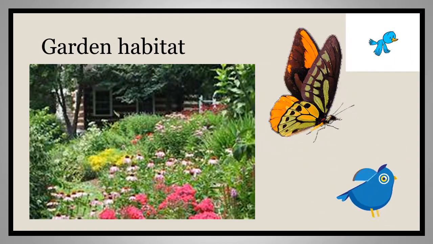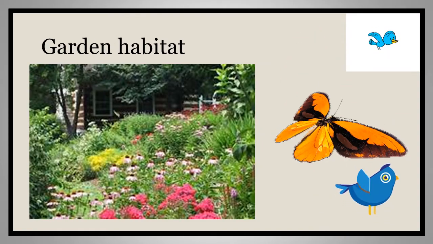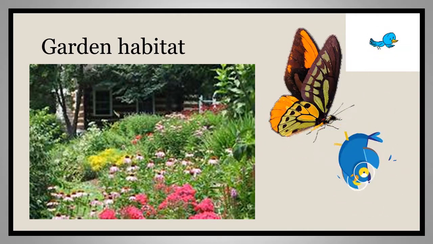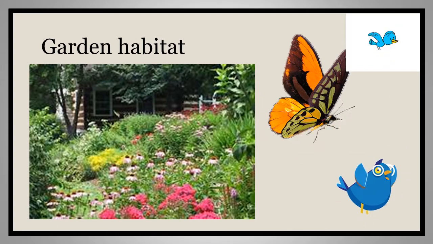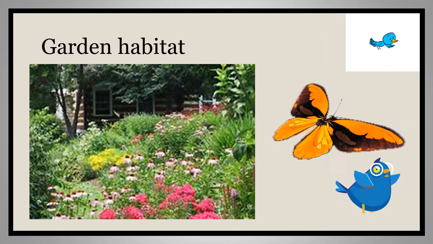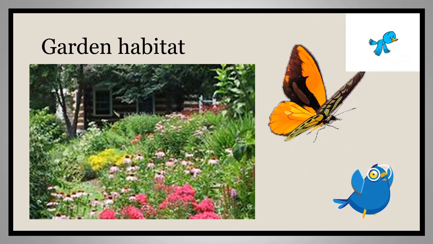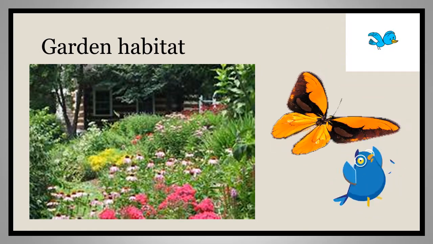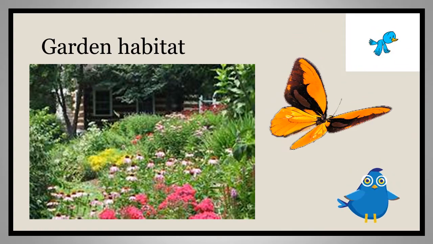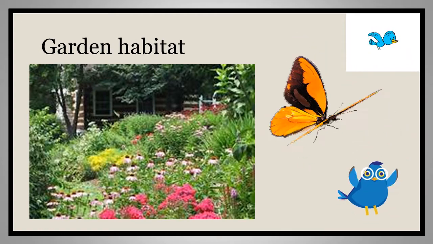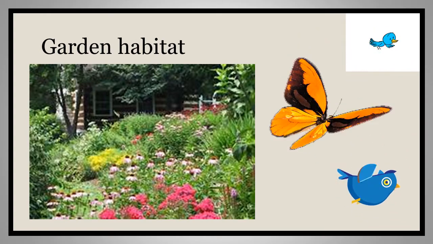Garden habitat. Children, garden habitat is usually warm and contains a variety of organisms such as butterflies, birds and various flowers. What are the examples for flowers? Hibiscus flower, roses, and there are a lot of animals also. Butterflies, grasshopper, bee.